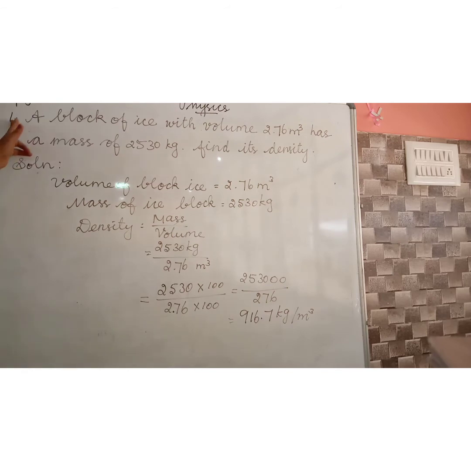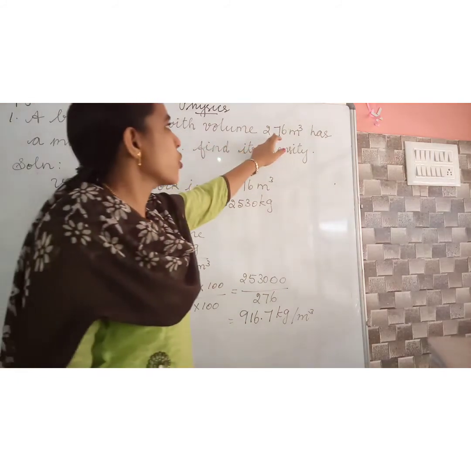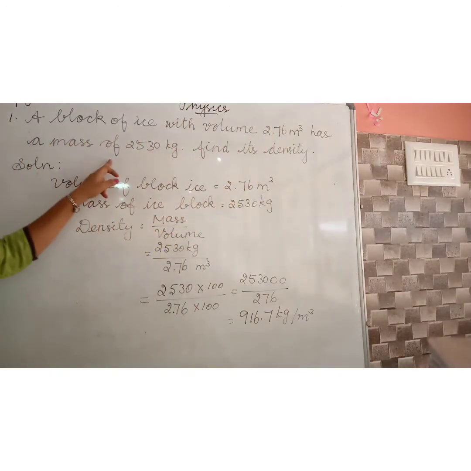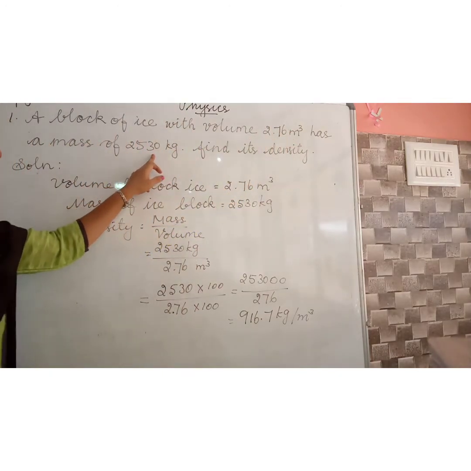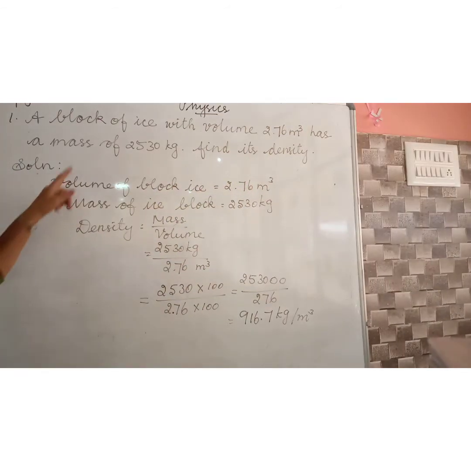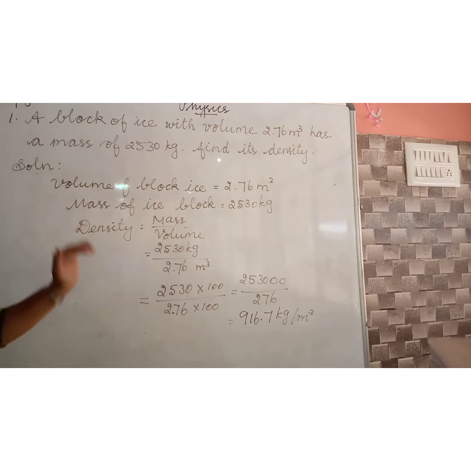Listen, children. Next problem from page number 36. A block of ice with volume 2.76 meter cube has a mass of 2530 kilogram. Find its density. Okay, we need the density. So, first solution. What do we have to write? What is the formula for density? Density is equal to mass divided by volume.